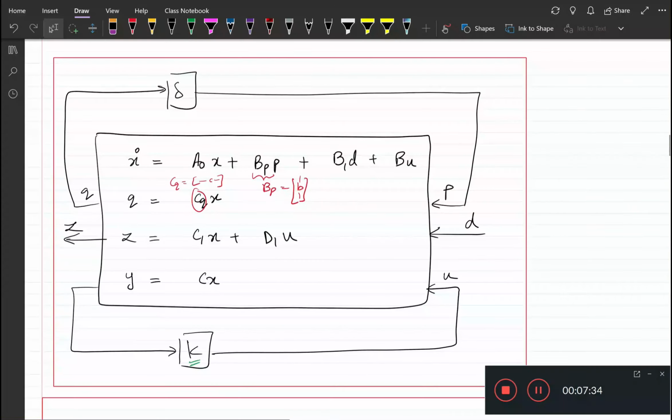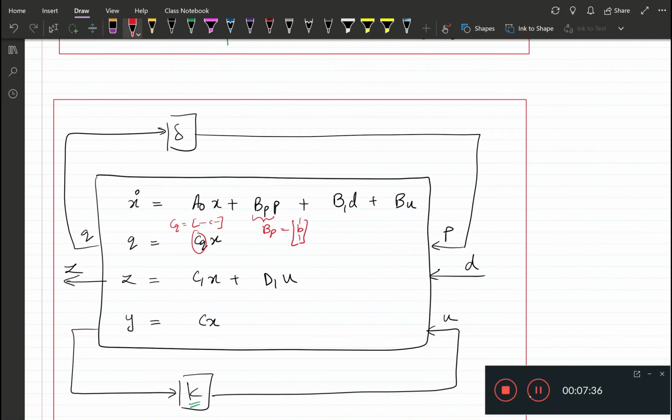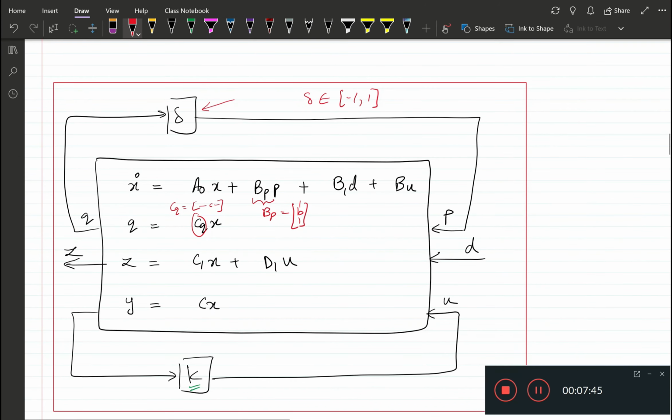So now we have this loop, and we have pulled out the uncertainty delta here, and we know that this delta varies between -1 and 1. Now the problem is to design a controller K so that we have some guaranteed nominal performance from the disturbance to Z, and we have robust stability, meaning that for any value of delta between -1 and 1, our closed loop system is stable.